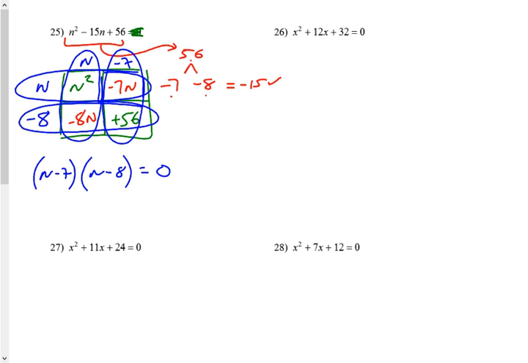Again, I'm remembering that this is an equation now, so I have to set it equal to 0. Now, both little equations, so n is 7 and n is 8. So the factoring, again, is not going to change. We just have to factor and then solve.